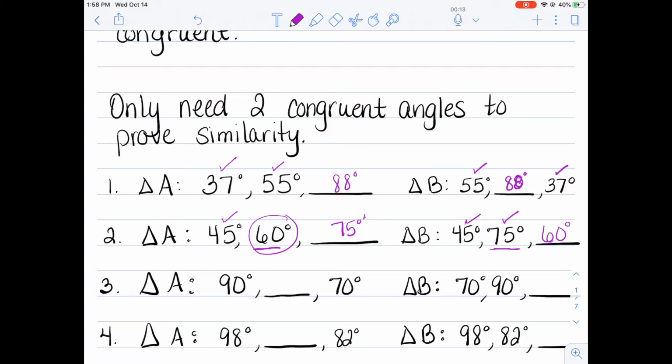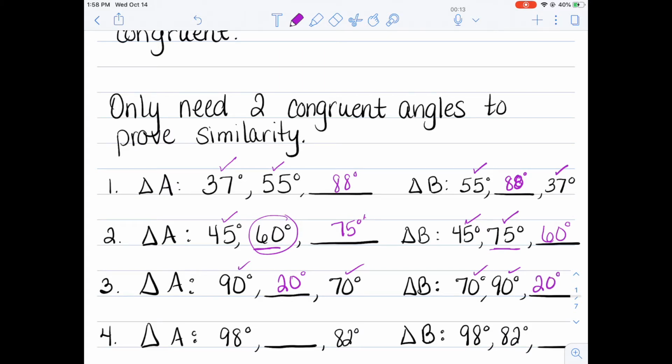All right, example 3. Triangle A has 90 and a 70, and B has 70 and 90. Well, immediately we can look, 70, 70, 90, 90, fantastic. They are all done. Now, if we needed to find the other one, we would take 90 plus our 70. That gives us 160, and 180 minus 160 would give us 20. So we know this would be 20 degrees, and so would this. So those are also similar.